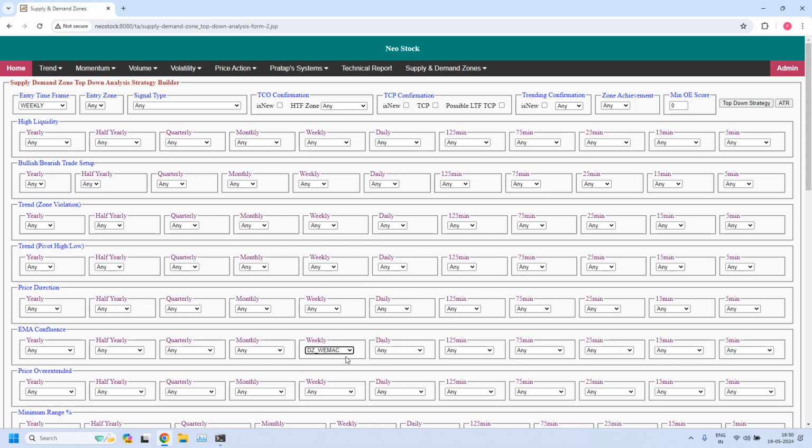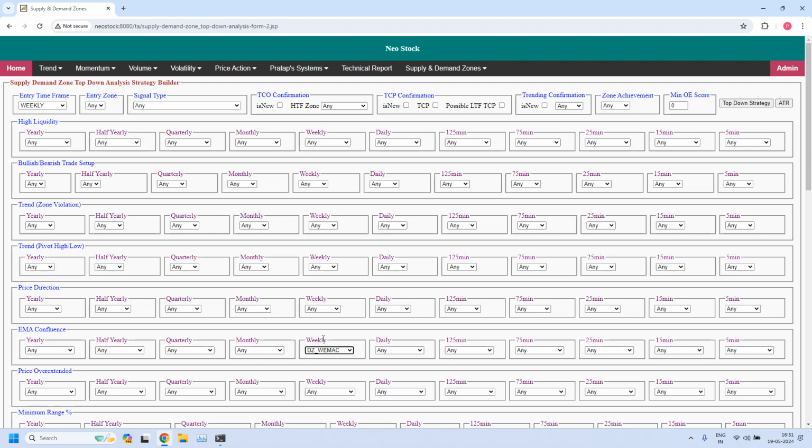We can also find weekly demand zones having monthly EMA Confluence, quarterly EMA Confluence, or yearly EMA Confluence, everything we can do. But let us give priority to weekly EMA Confluence, weekly zone having weekly EMA Confluence in our list.